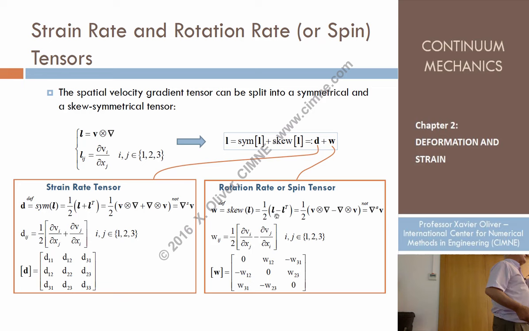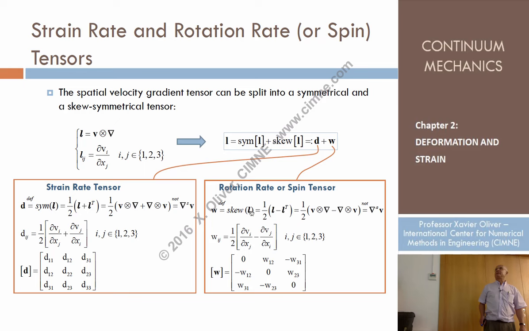We'll see why. In that case, since L is defined as the gradient of v, L plus L transpose would be v nabla plus nabla v. And that is what we defined, remember that operation, the symmetric gradient of v. And L minus L transpose would be v nabla minus nabla v. That is what we call the antisymmetric or skew symmetric gradient of v. In that specific case, for the tensor being the gradient of v, the symmetric part of L is the symmetric gradient of v, and the skew symmetric part of L is the antisymmetric gradient of v.